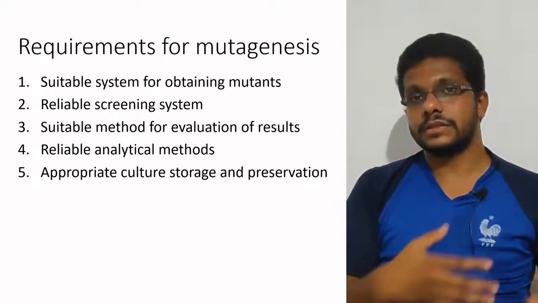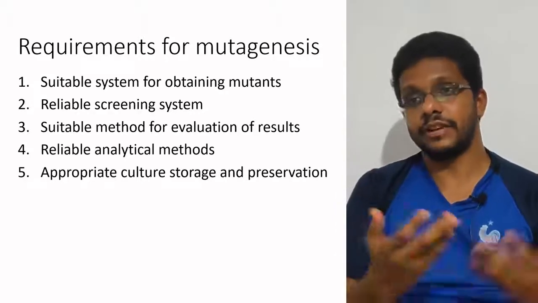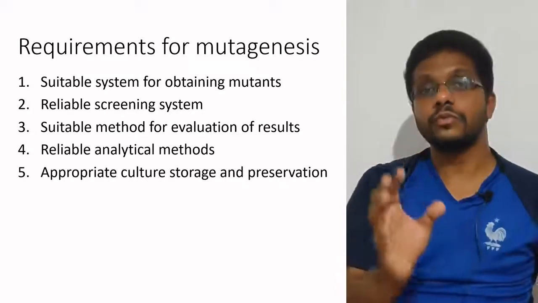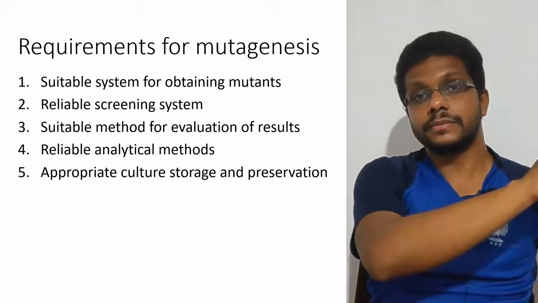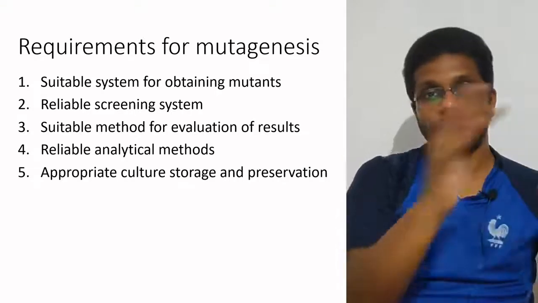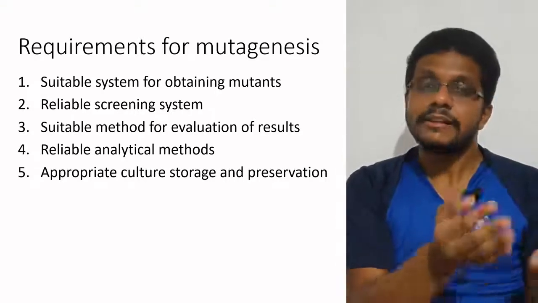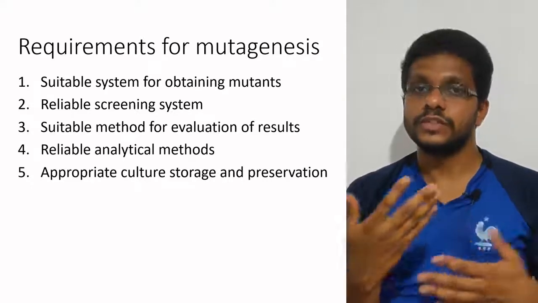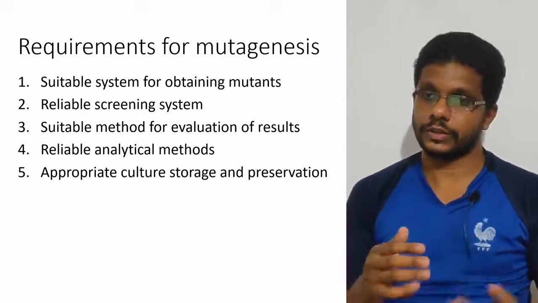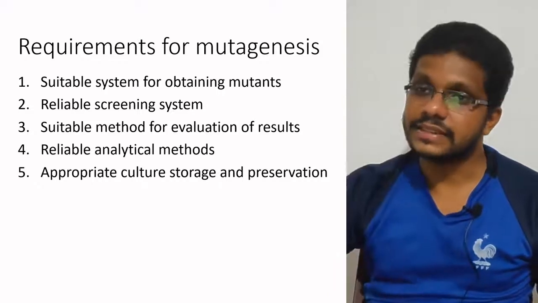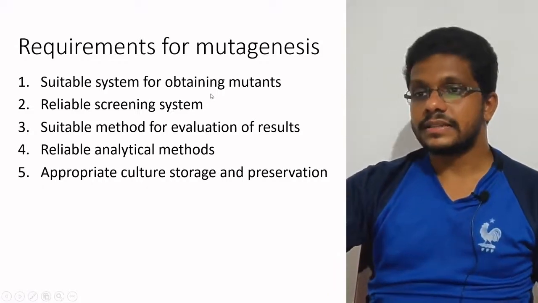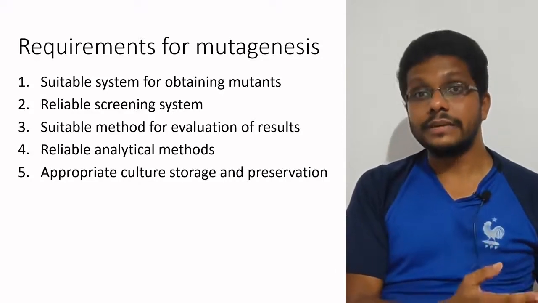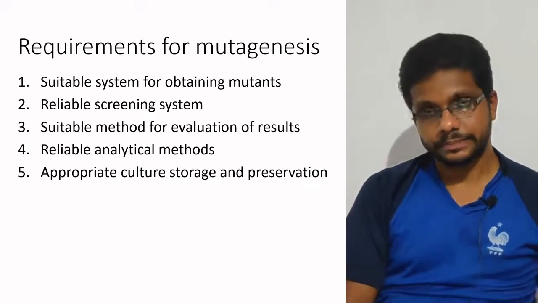So what is required for mutagenesis is a system to obtain mutants. The system should work in such a way that if you are using so much of these mutagens for this much time in a particular media, we will get enough mutants so that we can work on them to see whether the productivity is improved or not. Secondly, what we need is a reliable screening system, to see whether the productivity is improved or not.